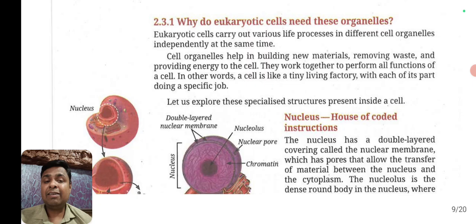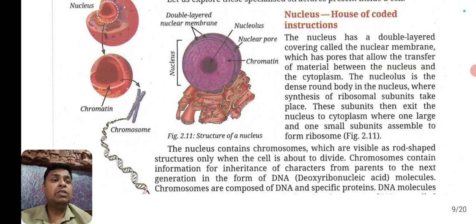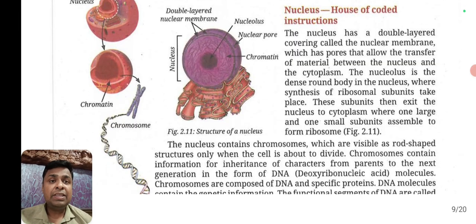In other words, they are like a factory, as I told you. In government, we have different departments. In a factory, we have different departments. They do different work. Together, they achieve a certain goal. For example, a car factory. So there are many parts of the car. So different departments are going to produce and assemble these parts and will join and make the final product, that is a car. Now, nucleus, house of coded instruction. Look at the picture now. Inside the nucleus there are certain structures. Observe them. So that is chromatin, then nuclear pore, nucleolus. So it is a double layer having a nuclear membrane.